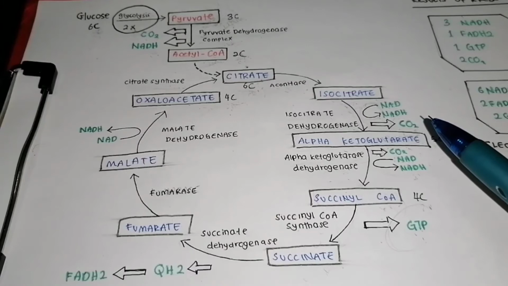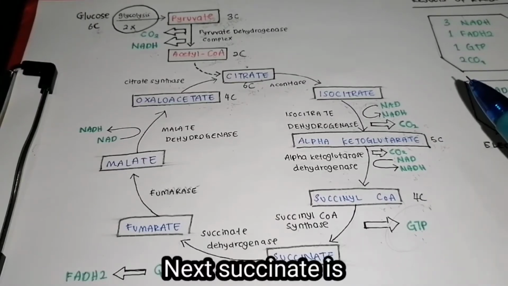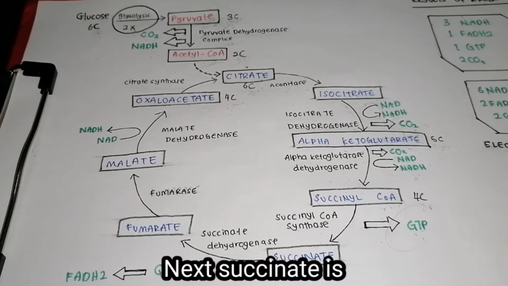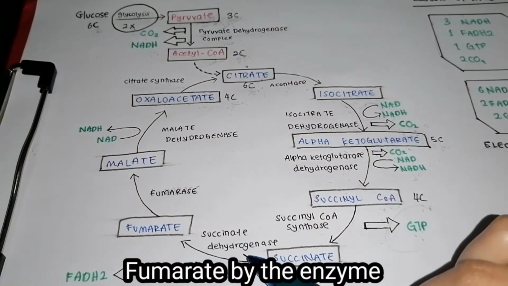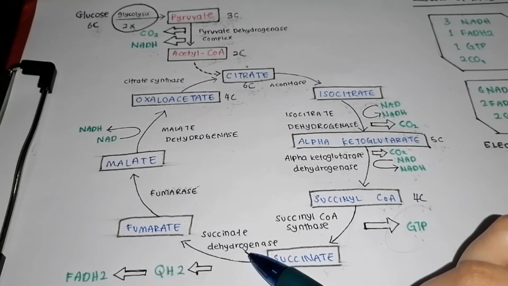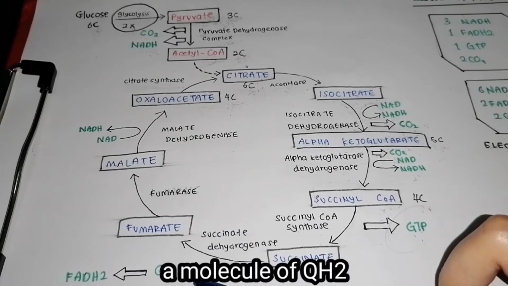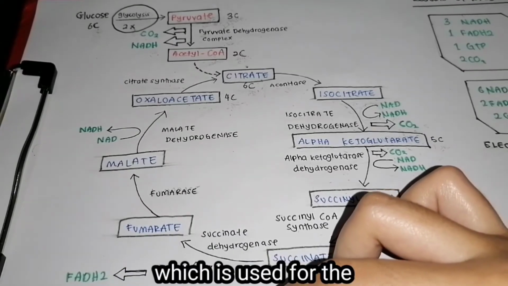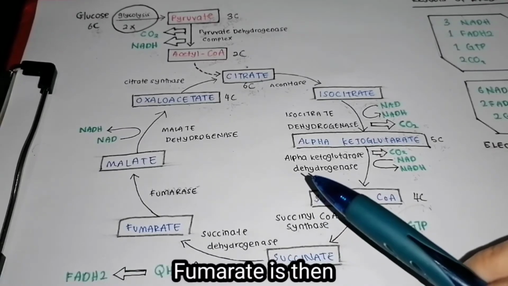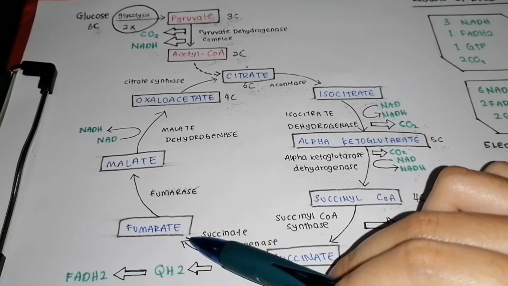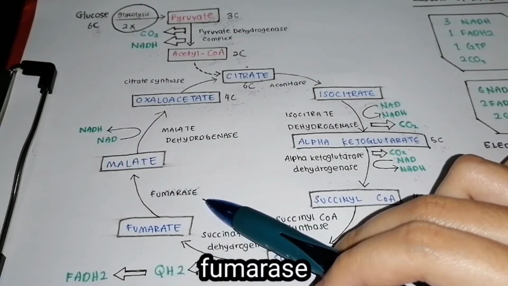In this reaction, a molecule of GTP is generated. Next, succinate is converted into fumarate by the enzyme succinate dehydrogenase. In this reaction, a molecule of QH2, which is used for the production of FADH2, is generated. Fumarate is then converted into malate by the enzyme fumarase.